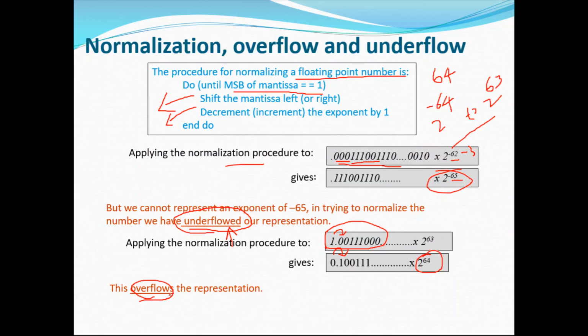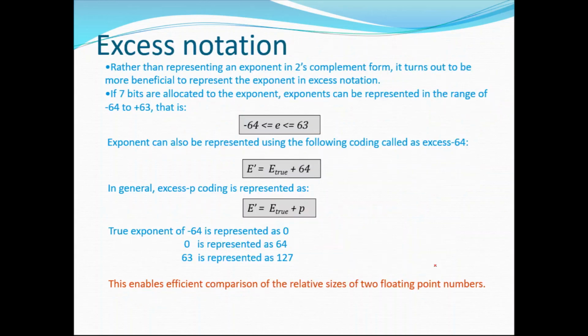So if the result is underflow, it means the value is so small that it cannot be represented with the given number of bits. I mean you are going lesser than the minimum number that can be represented. This is the minimum number you can represent, but you are going beyond that, which is 2 to the power minus 65. Overflow means you are trying to represent beyond the maximum number. The maximum number you can represent with 64 bits is 2 to the power 63, but you are going beyond that. So that condition is called overflow.